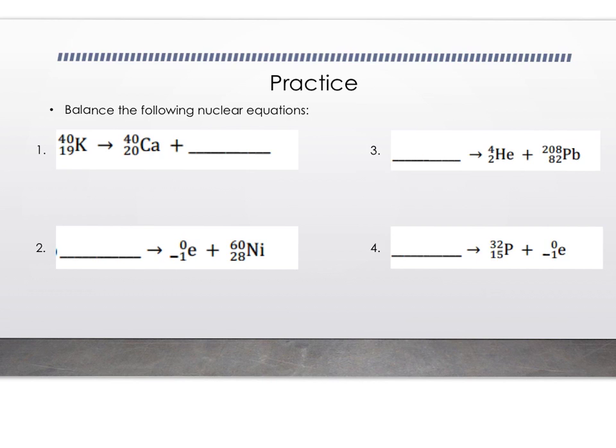Figuring out our missing X, Y, Z here, we set the masses equal to each other, 40 equals 40 plus Y. Then we set the charges, 19 equals 20 plus Z. So my Y is equal to 0, and my Z is equal to negative 1. Then we need to figure out the symbol here, where my mass is 0 and charge is negative 1. That's equivalent to a beta particle or an electron.